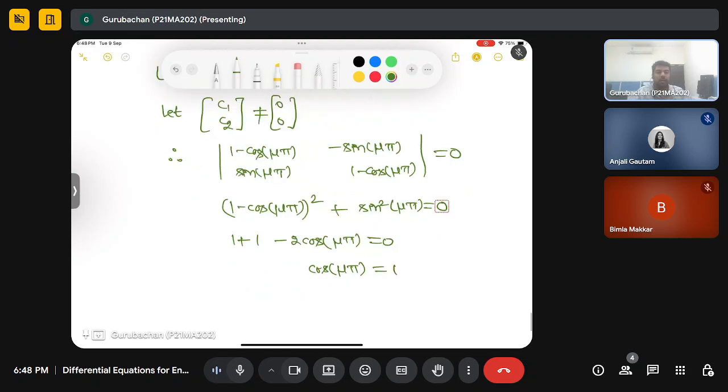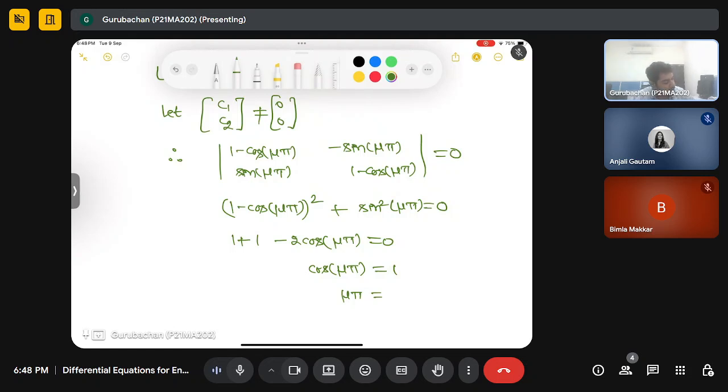Now we have to think for which value of mu pi, or which value of the angle, the cos will give you the positive value 1. Since cos is 1 with respect to the even integer multiples, cos 0, cos 2 pi.